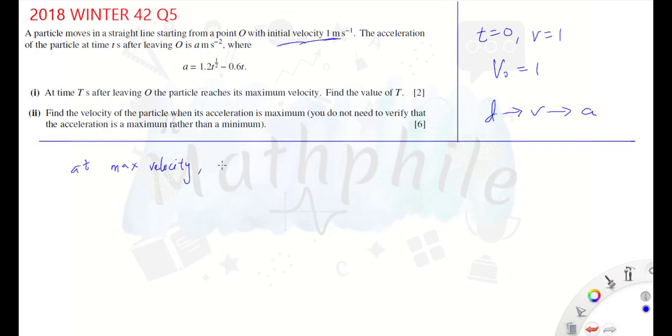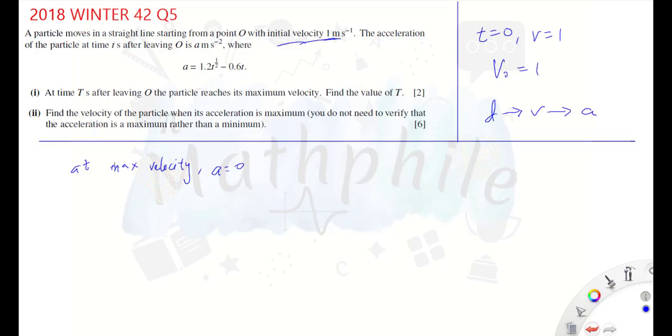I can say displacement is 0. At maximum velocity, wait, wait. I'm waiting. Maximum velocity. Acceleration is 0. There's no change in speed. Acceleration is 0. Eric, what made you say displacement is 0? Because at maximum velocity, the particle is still moving with speed, that is the maximum speed it can get to. There's no change in velocity, so the acceleration is 0.